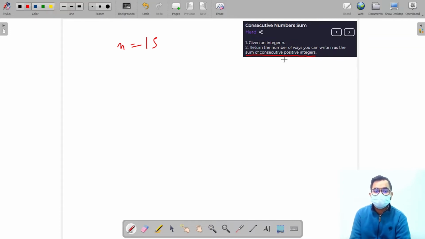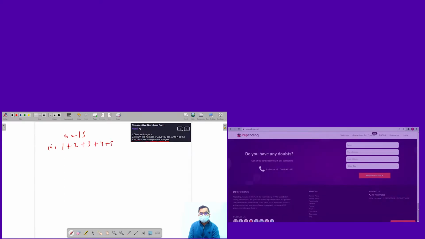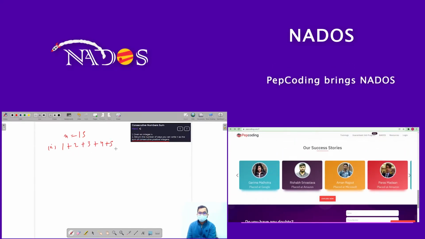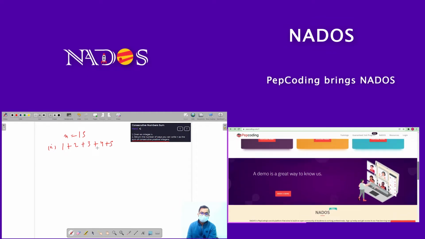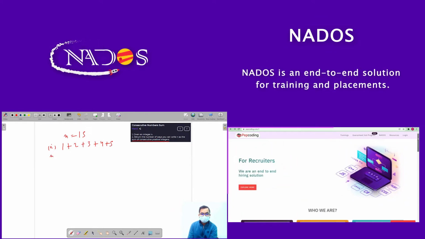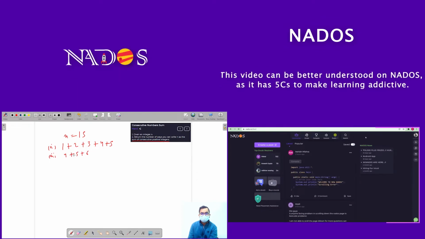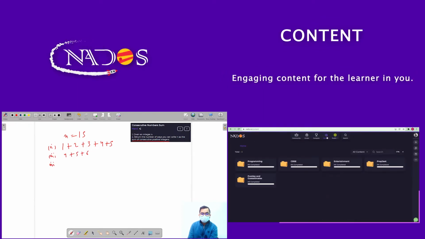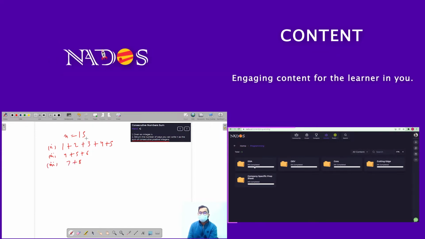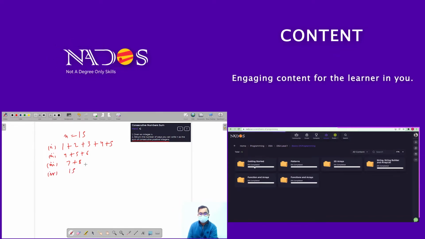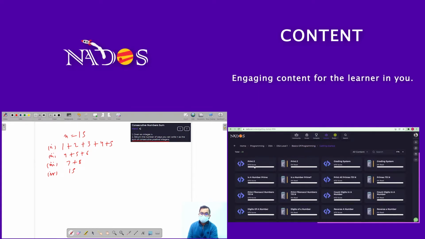We just need to tell how many ways are possible for which the sum of consecutive positive integers is equal to n. So for n equal to 15, we have 1 plus 2 plus 3 plus 4 plus 5. This is a consecutive positive integer sequence, and if we add them, we will get 15. Another sequence can be 4 plus 5 plus 6, which gives 15. One more sequence could be 7 plus 8, which is again going to give me 15. My fourth sequence could be 15 itself, because it is a sum of consecutive positive integers.